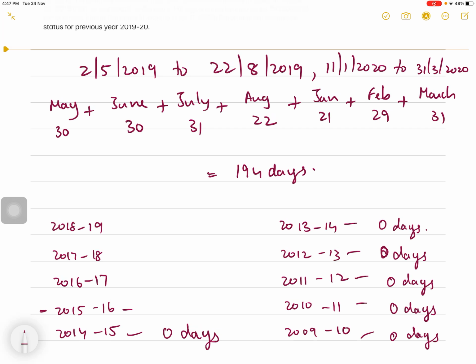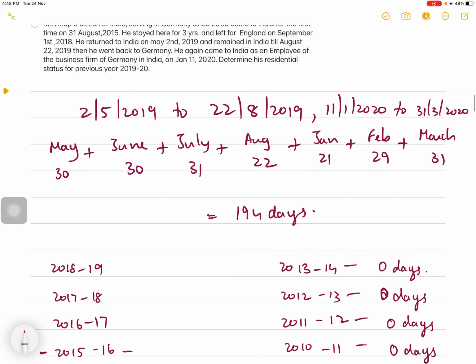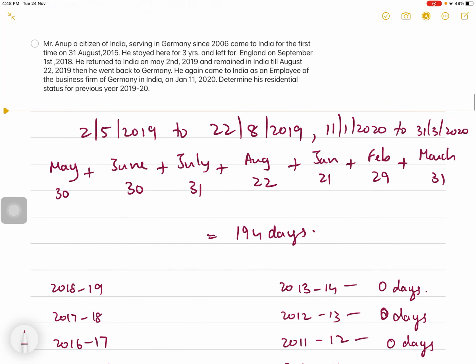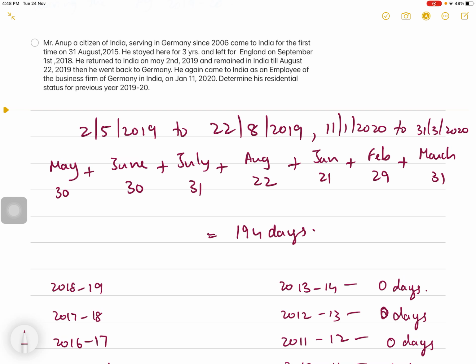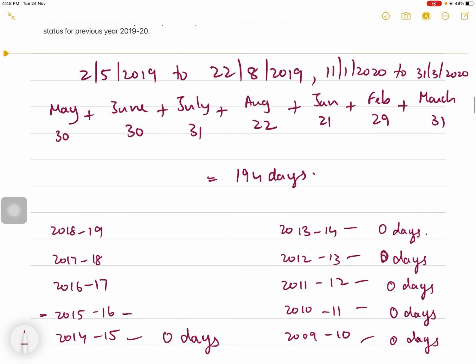So that means he was non-resident till 2009-10. From 2009-10 to 2014-15 he was non-resident because he was never in India, not even 60 days. So now let's see 15-16. During 15-16 he came to India on 31st August 2015 and stayed here for 3 years, and left England on 1st September 2018.